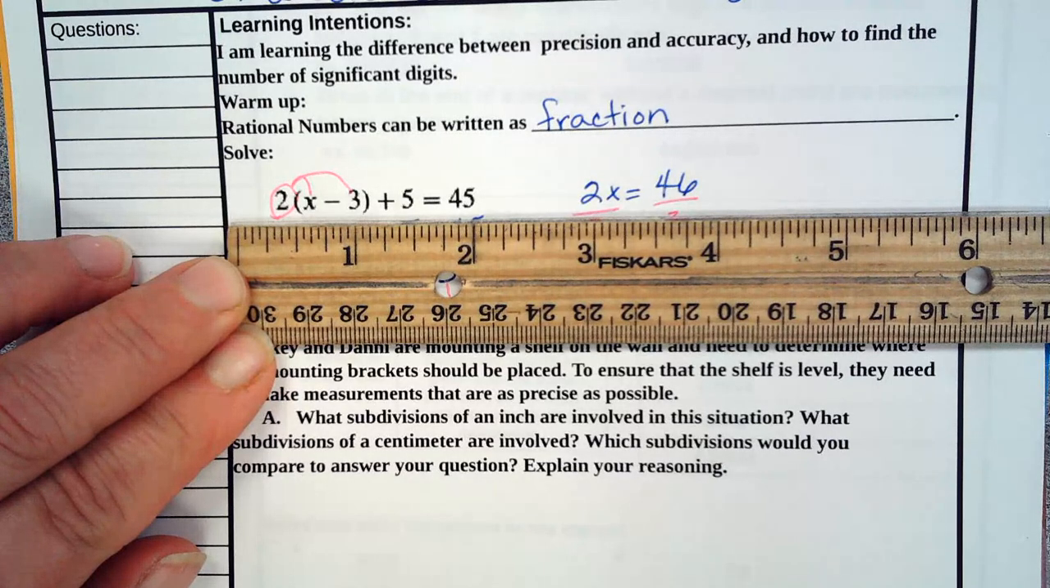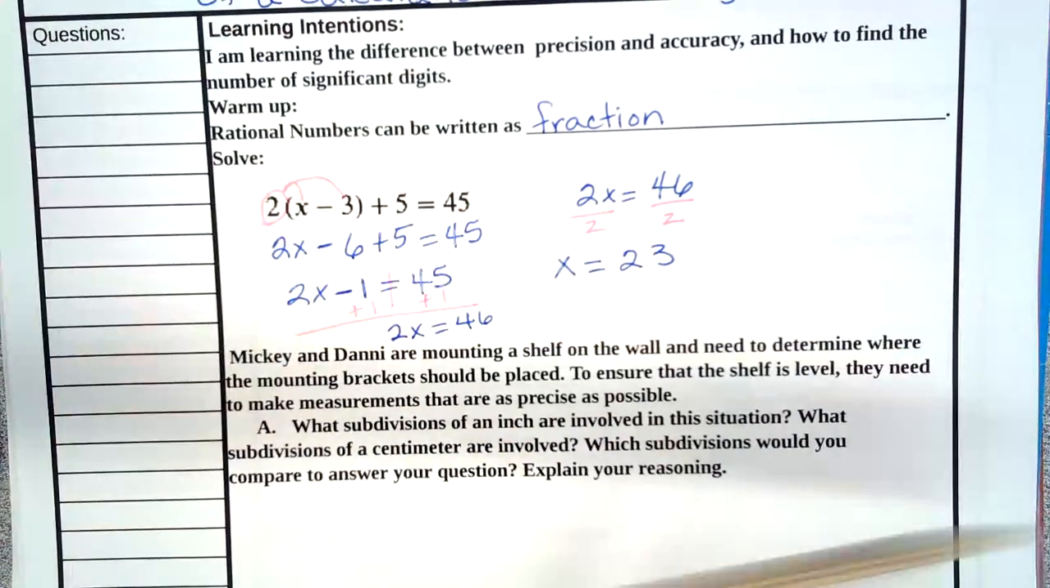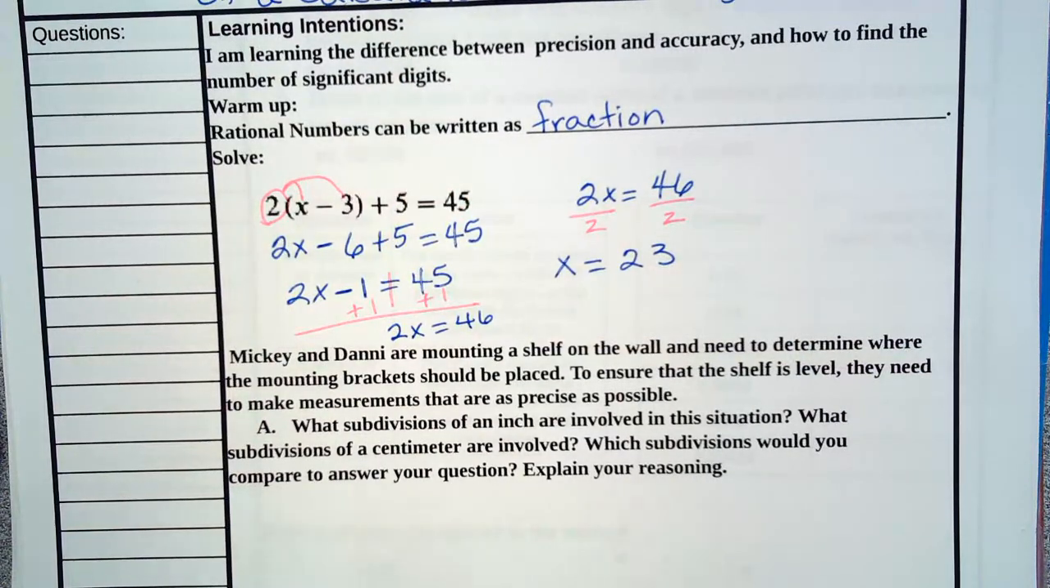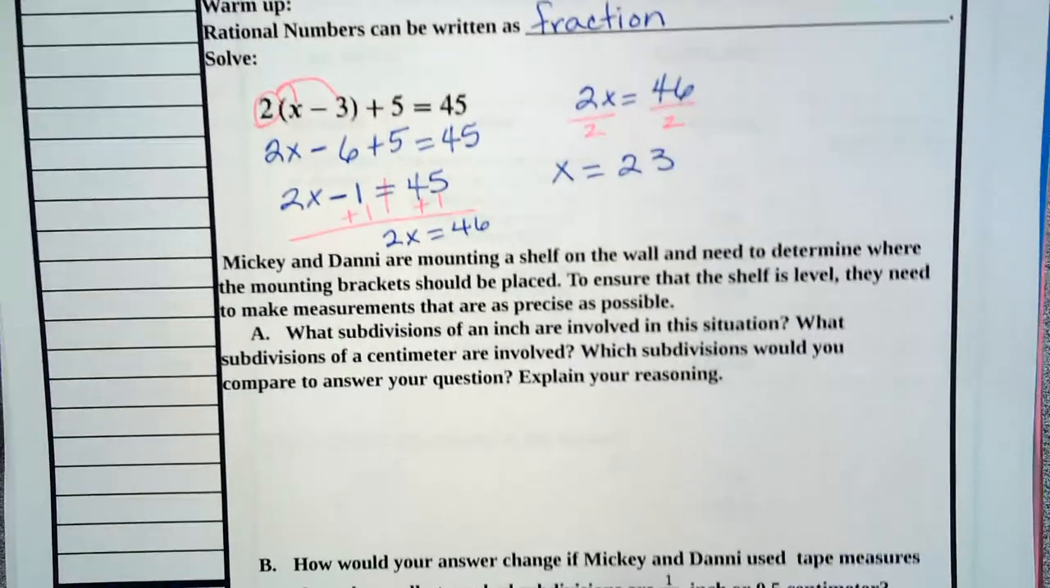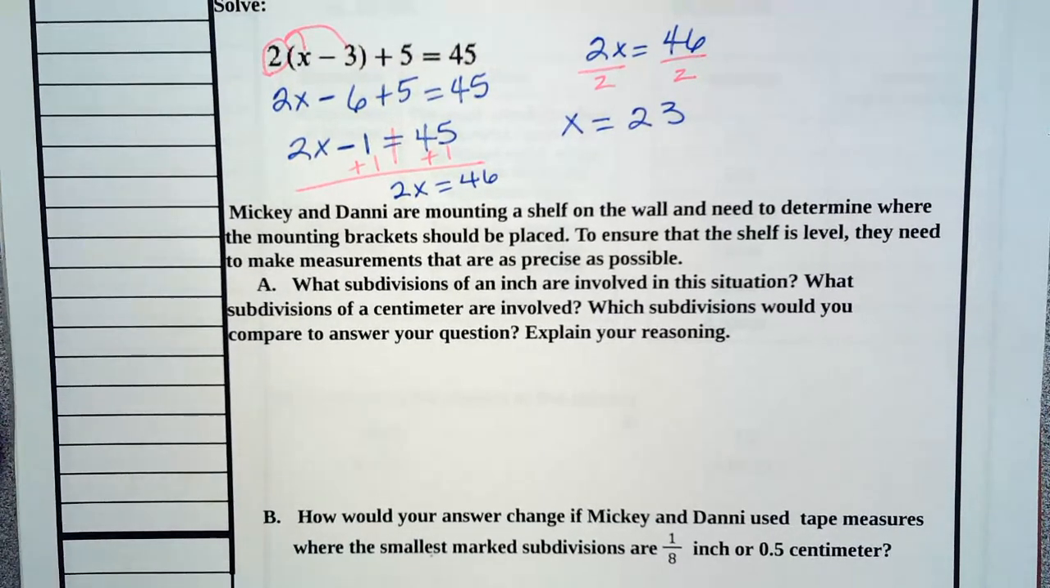What do you think? What would make that shelf look level? Would you want it to be 1 inch off? Oh no, that would be very unsettling. What about 1/4 of an inch off? That would still be very obvious.